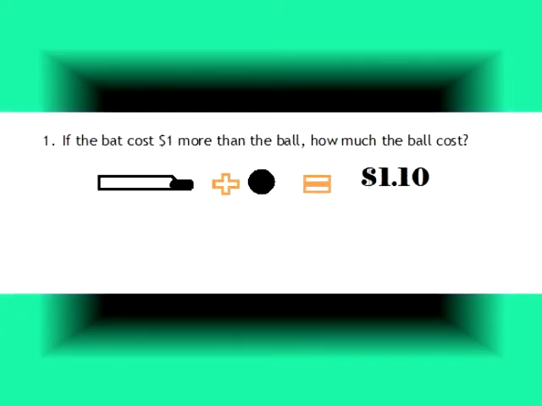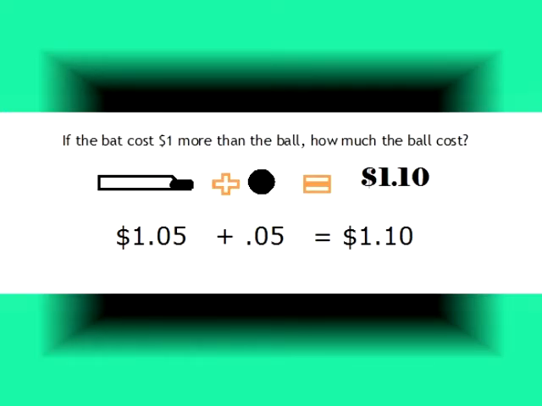One more exercise. If the bat costs $1 more than the ball, how much does the ball cost? Everybody will say it's $1, it's 10 cents. But 10 cents makes the bat cost $1.10 because it's $1 more. Now you see the answer and why the bat is $1 more than the ball.